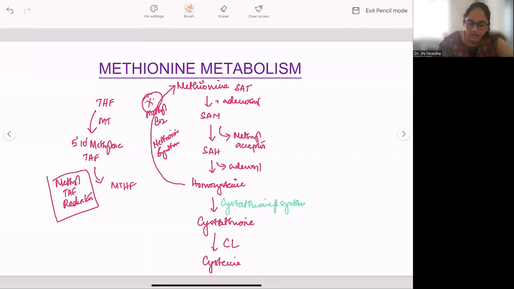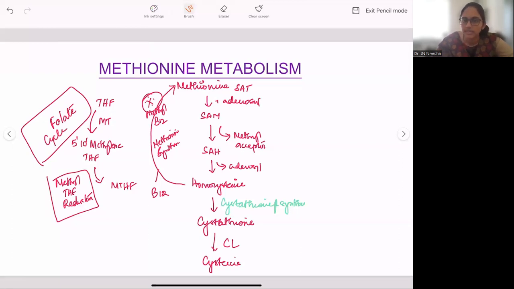Now what happens? This methyl tetrahydrofolate gives off its methyl group to B12, forming methyl B12. That methyl B12 again is used up for the conversion of homocysteine to methionine. Again, B12 is given back, and that B12 again is methylated using this folate cycle.